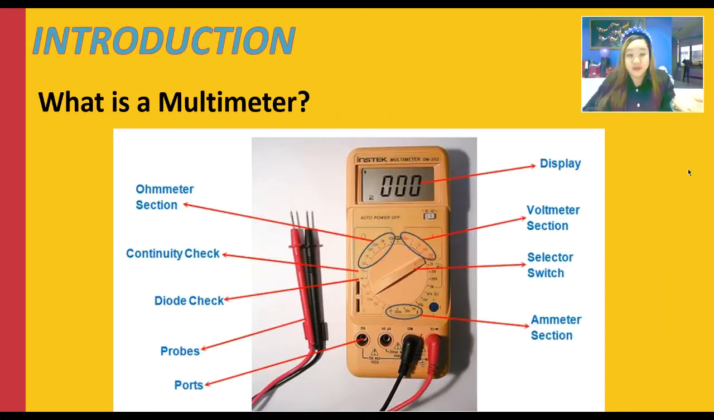What is a multimeter? So what is a digital multimeter? A digital multimeter is a test instrument that has been widely used in electrical industries to measure quantities such as voltage, current, and resistance. It is a standard diagnostic tool for technicians in the electrical and electronic industries.